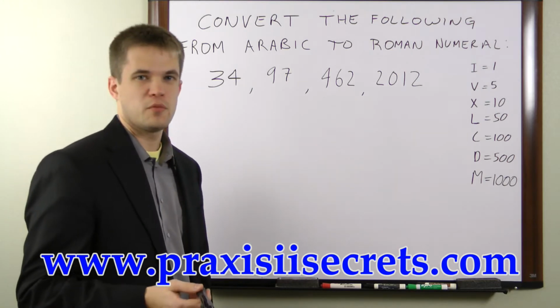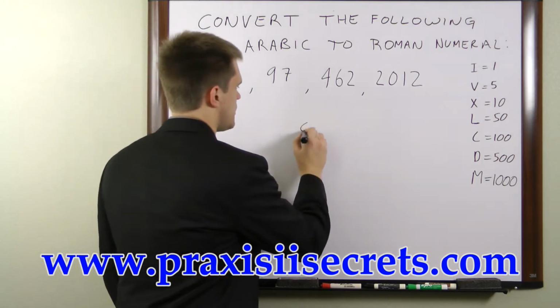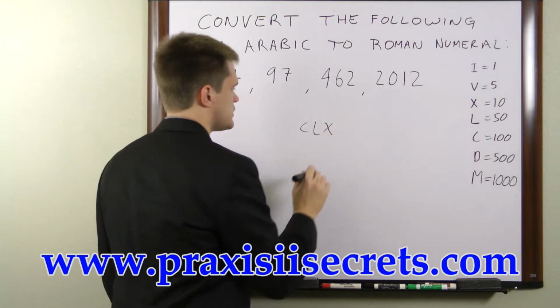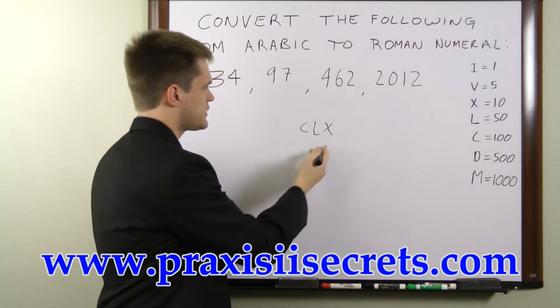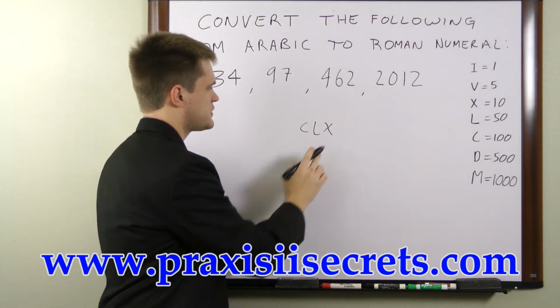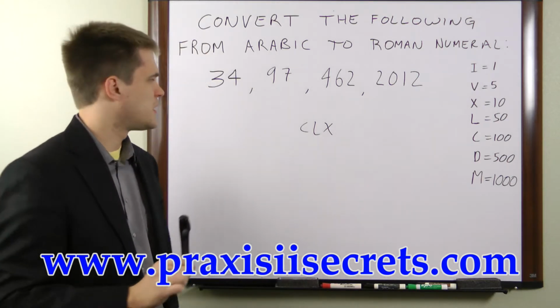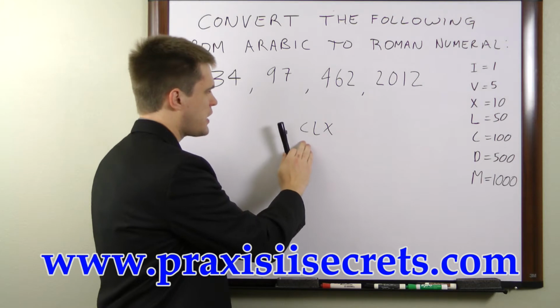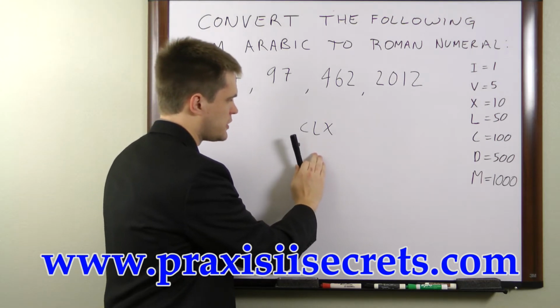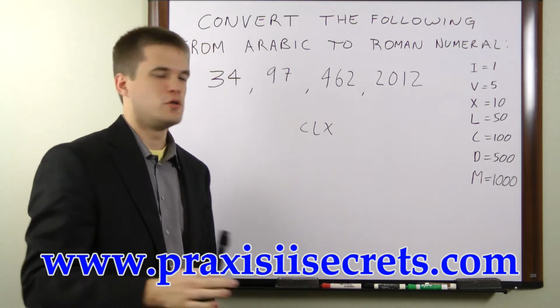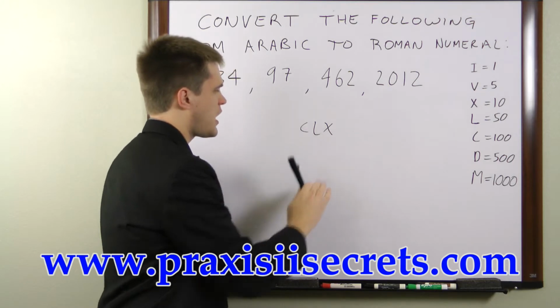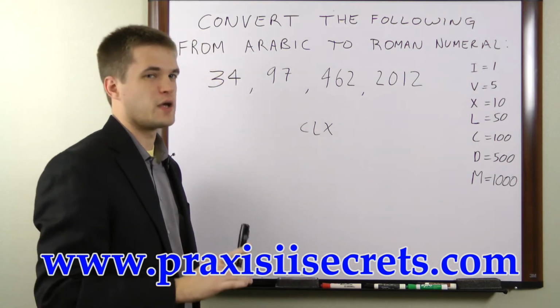The rules for adding them are simple. You just sum up the individual values for each of the terms. So, for instance, CLX is 100 plus 50 plus 10, so 160. And the exception is that if you have a higher number and then a lower number and then a higher number again, you subtract the lower number from the higher number to get a single value that you then add.